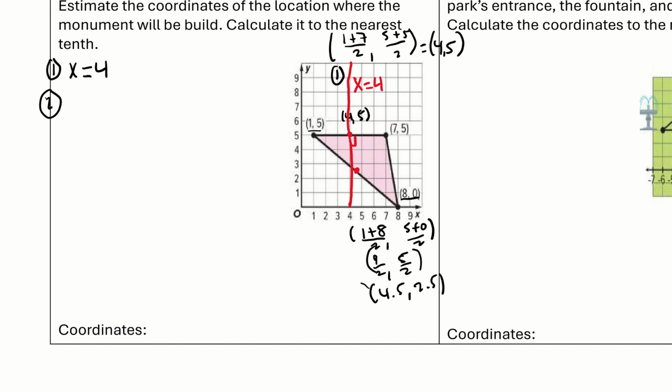So I'm going to go ahead and point. This is going to be this point right there. And then I can cut it at a right angle.